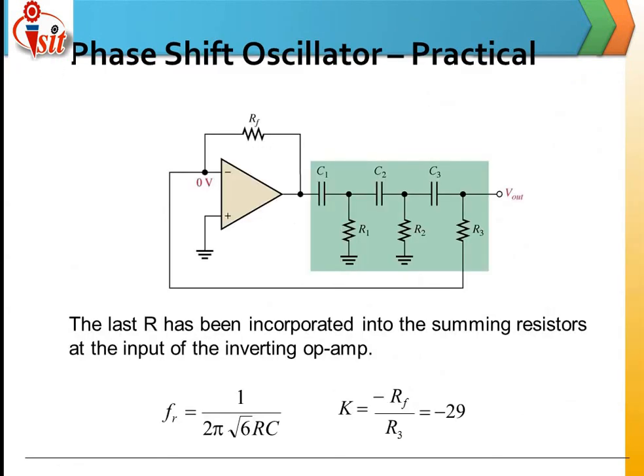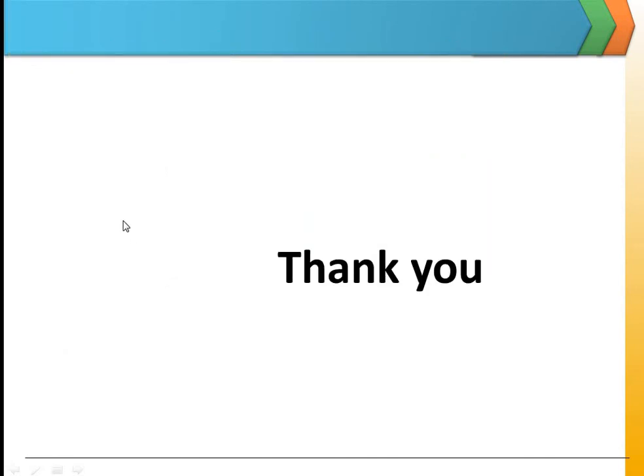Then phase shift oscillator practical, in that the last R has been incorporated into the summing resistor at the input of the inverting amplifier, that is fr is equal to 1 divided by 2 pi under root of 6 RC, where K is equal to minus Rf divided by R3, which is equal to minus 29. And this is all about the RC phase shift oscillator along with the Wien bridge and phase shift oscillator. These two categories are related to the RC phase shift oscillator.